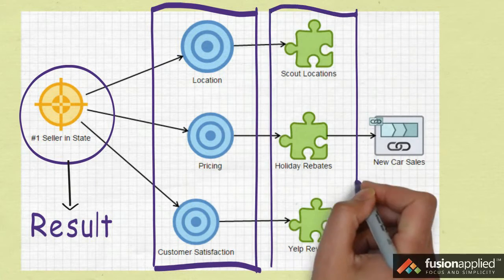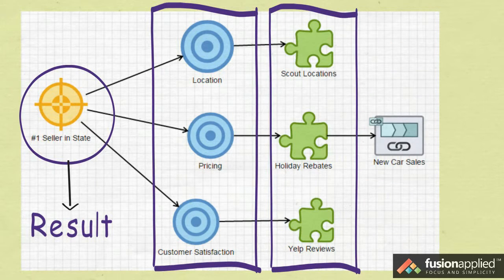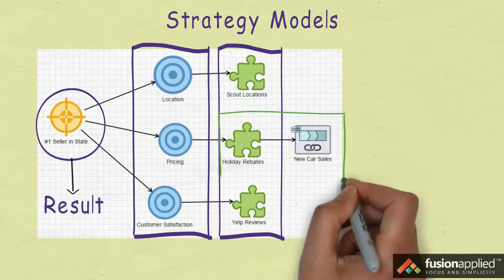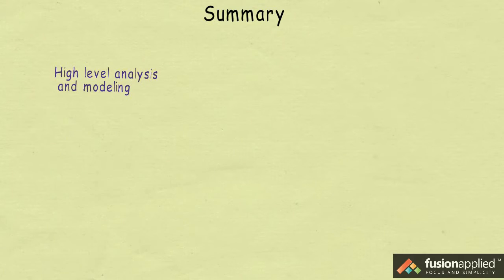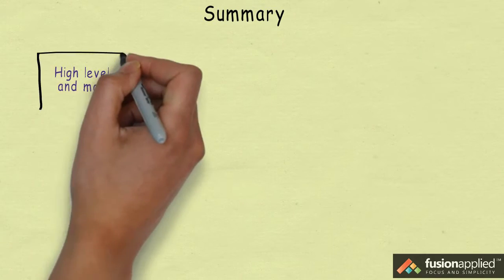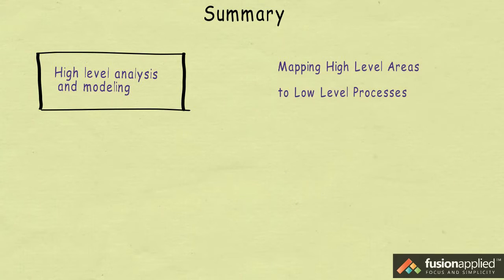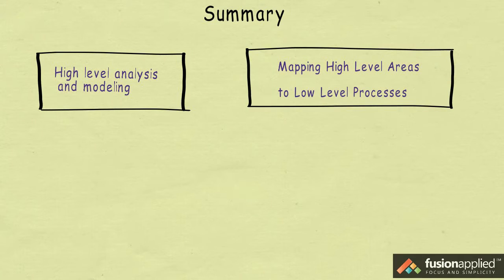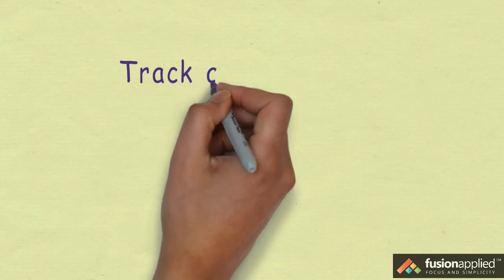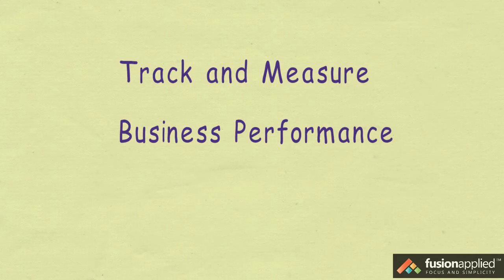Strategies define the plan to achieve each of these objectives. For example, use holiday rebates to offer good pricing. You can also link a strategy to a value chain. So in summary, business architecture allows you to do some high-level analysis and modeling for your business processes. It allows you to map high-level areas or models to low-level processes. And because you can feed back KPIs from the lower-level models into the higher-level models, it gives you the ability to track an organization's performance against its goals and objectives.